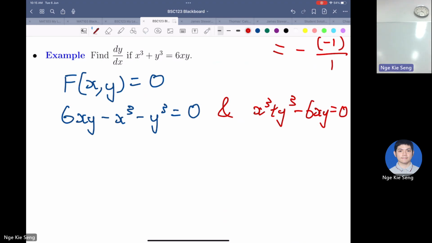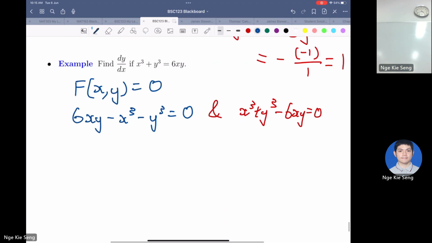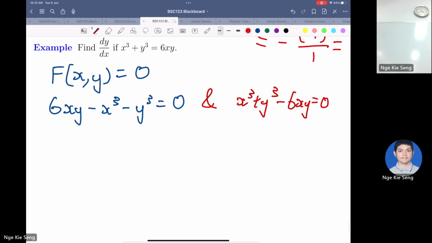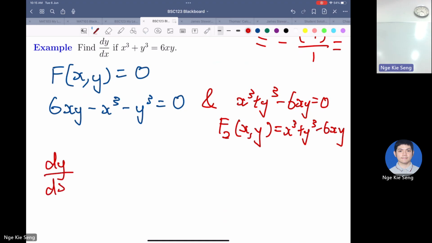Let's pick one of them and work it out. You want to use the red one? Okay, let's do the red one. So we pick F equals x cubed plus y cubed minus 6xy. So dy dx equals minus del F over del x over del F over del y.